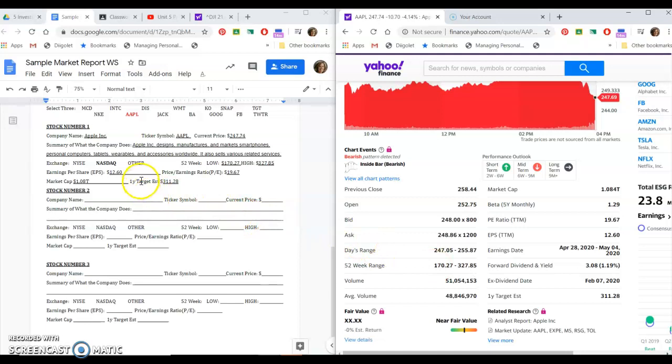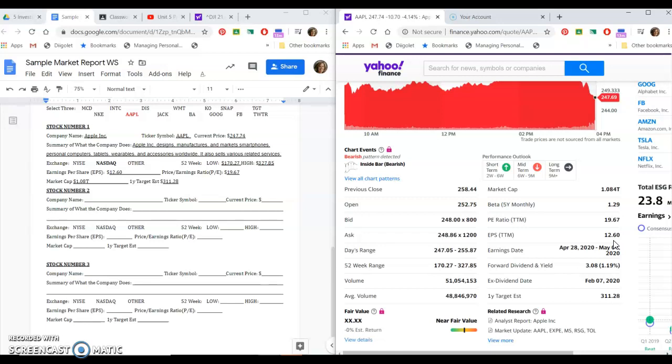Next thing you're going to want to take a look at is its earnings per share. You can see the earnings per share is noted as EPS over here on the right column, and that is $12.60. What earnings per share tells you about the company is its profits compared to its outstanding shares of common stock in the market. This allows investors to have an indicator of the amount of profitability the company has in relation to the amount of stock that is out there.